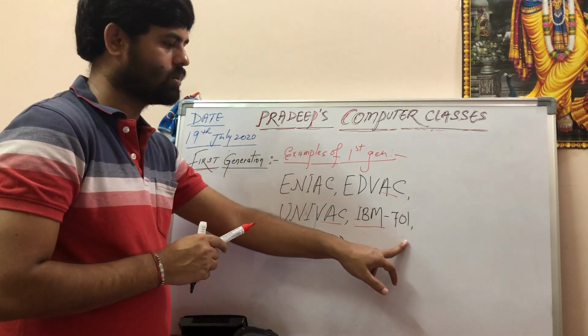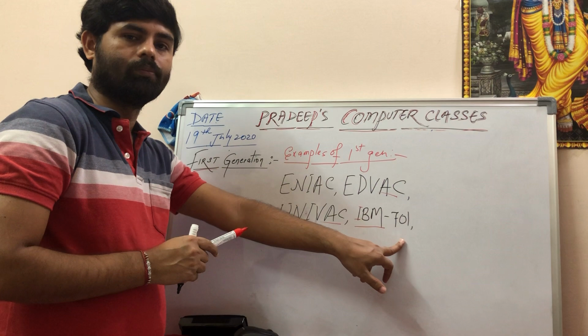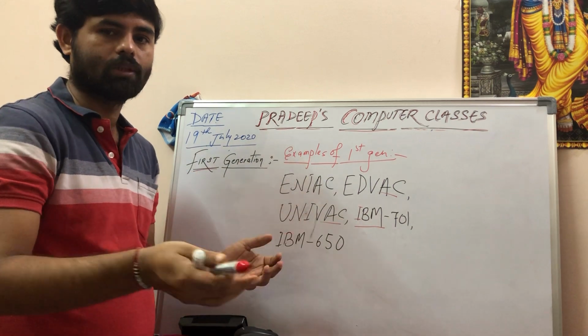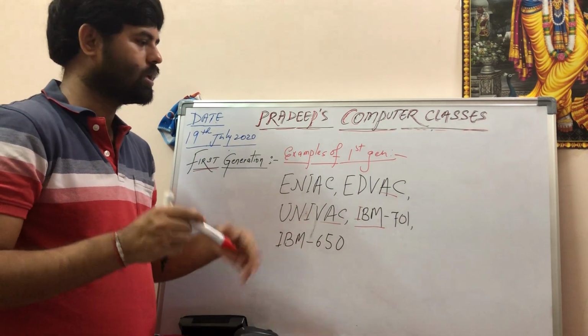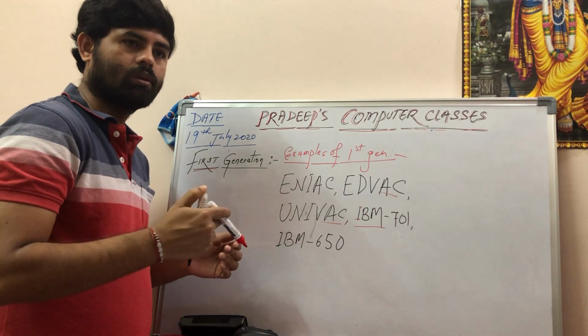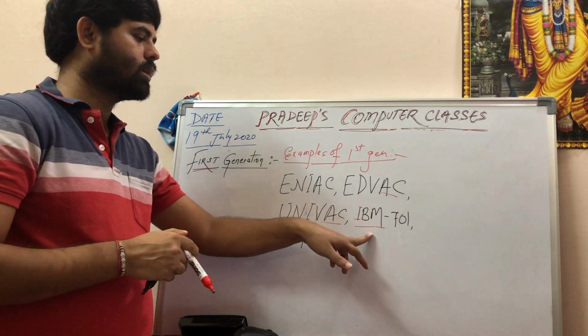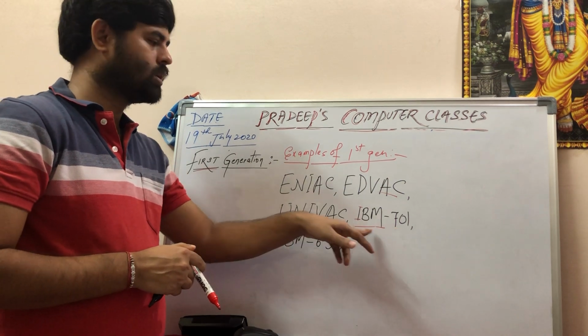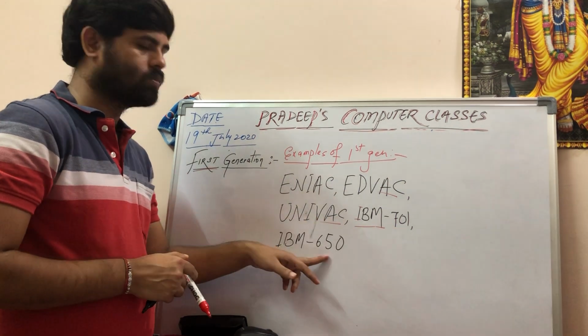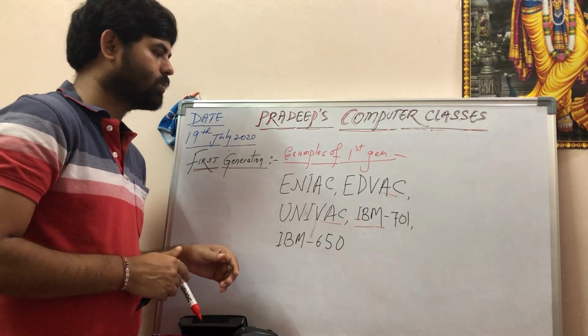Do not ask why it is 701, because they have given some term. Samsung Galaxy G2 something is coming, so you cannot ask why it is G2, because according to the company, they think something, and accordingly they have given the name. So there is no proper meaning. So IBM 701, IBM 650, these are the first generation of computer.